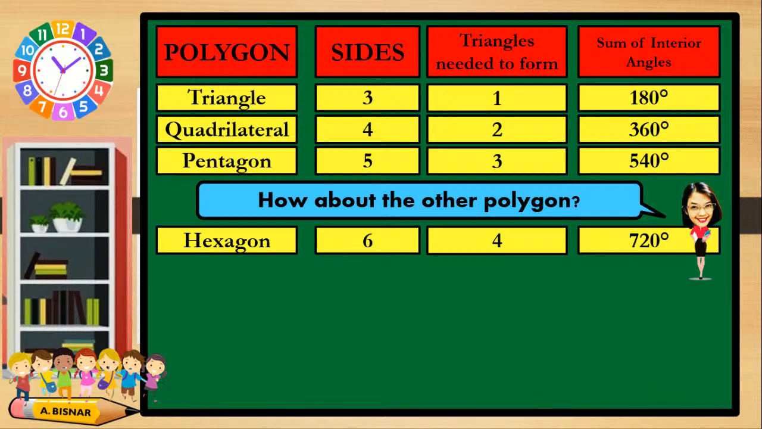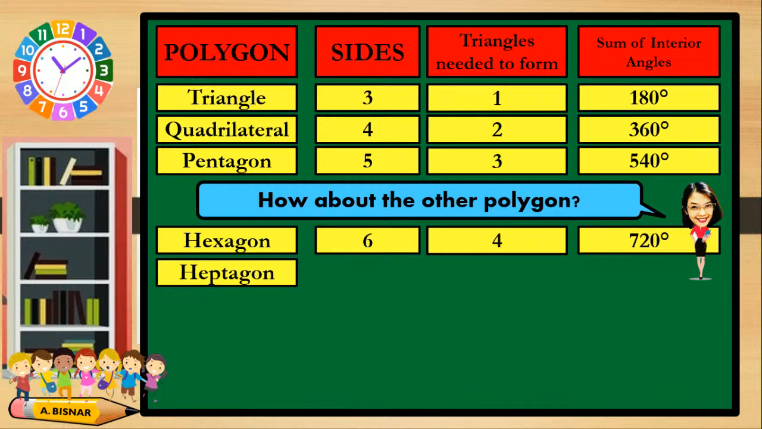Now, let's try the other. How about with heptagon? So, I wait. That would be the last. And then, I'll give the other. Kasi 9:38 na pala. How about with heptagon? What are your answers?